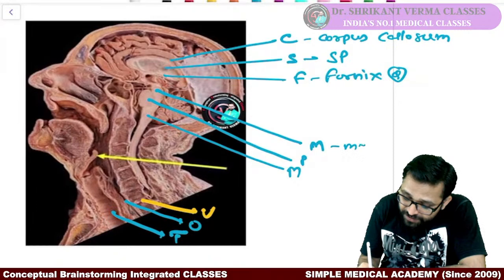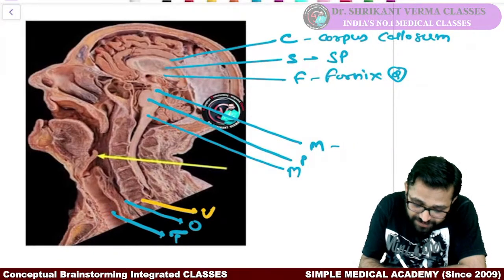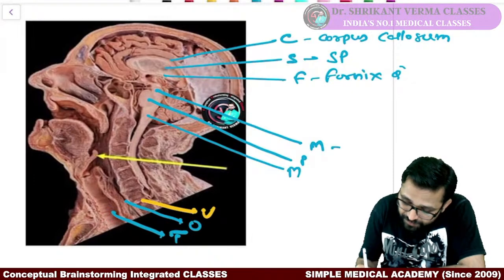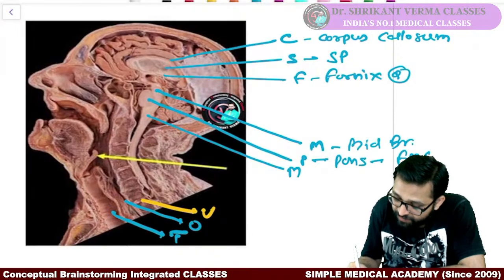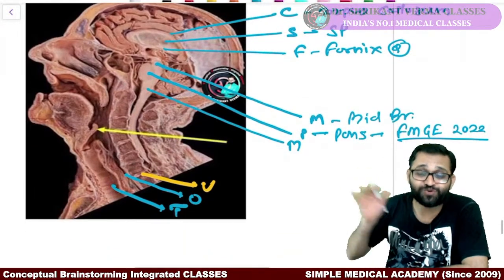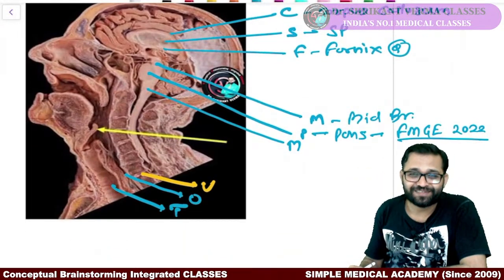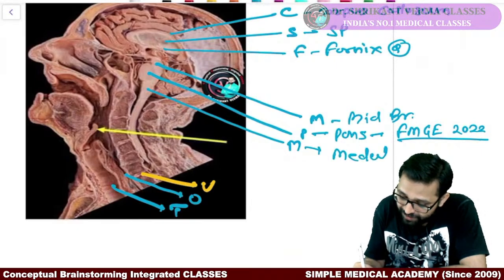Yes, there is the midbrain. Then it is the pons. Yes, a question in FMG 2022 asked about the pons. They showed an MRI of the brain and asked about it. And this is the medulla.